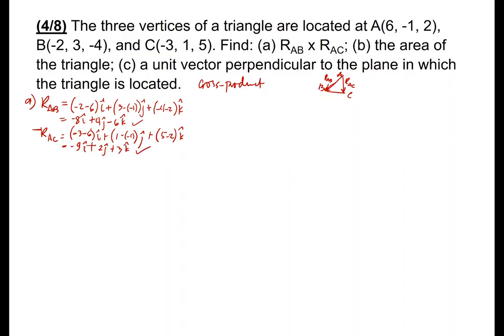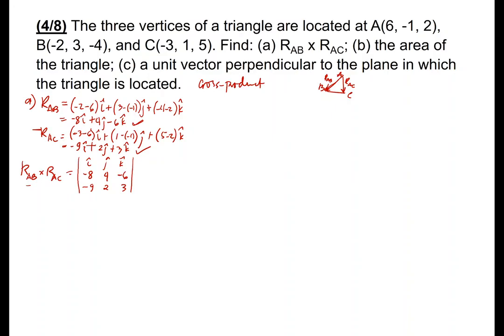Now for the cross product, this is how it goes. Take note of the order: RAB cross RAC, not RAC cross RAB. They are not the same. If you interchange them, the results are not the same, so be careful with that. Very simple: you first write the directional vectors i, j, and k. Then write the values from RAB, so you have negative 8, 4, negative 6, creating a matrix format like this. The second row is for the RAC: negative 9, 2, 3. So you have such a matrix. If you have RAC cross RAB, these two rows will interchange.